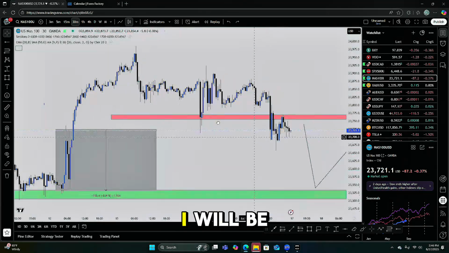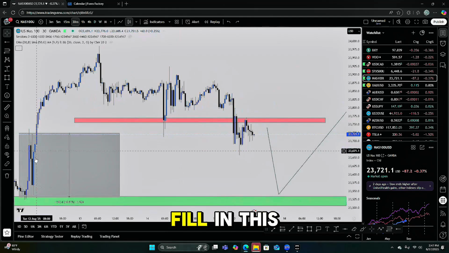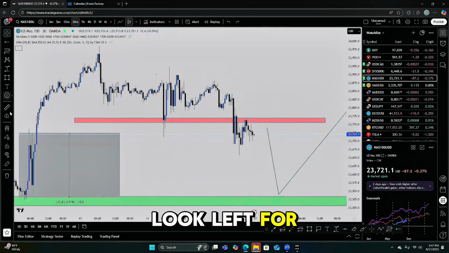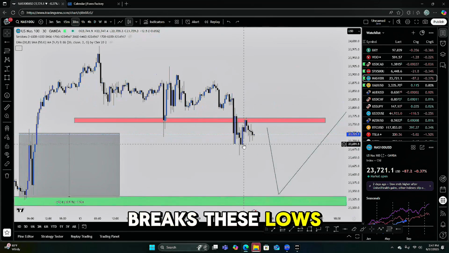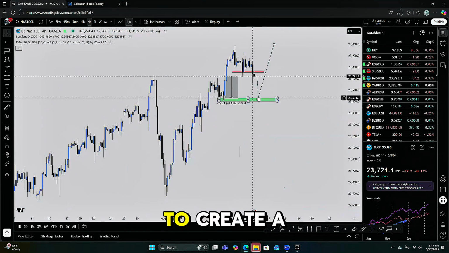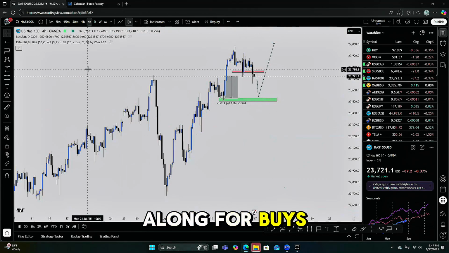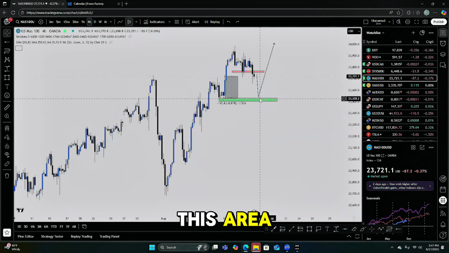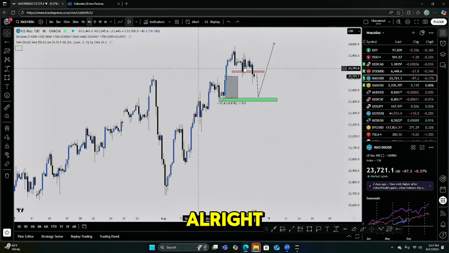So I will be shorting the Nasdaq if it breaks these lows, at least to fill in this range. I always look left for clean ranges, and this is a clean range. Once it breaks these lows, I might take profit on shorts down here and wait for it to create a support, and then I can go long for buys, but only in this area. Now, if it breaks above here, then that'll be a different story.